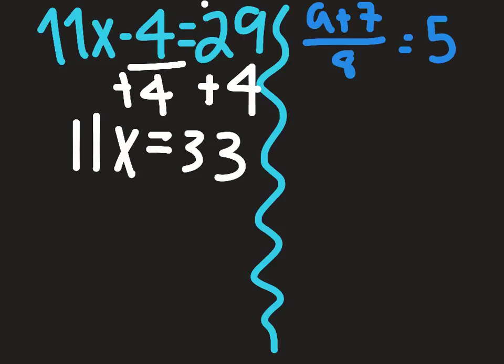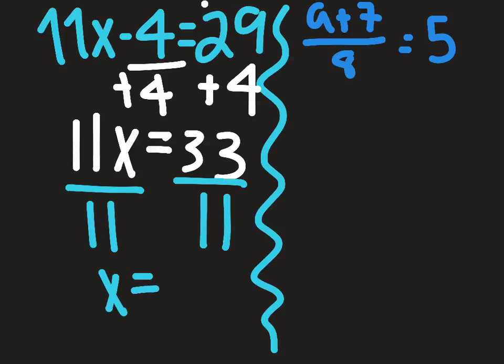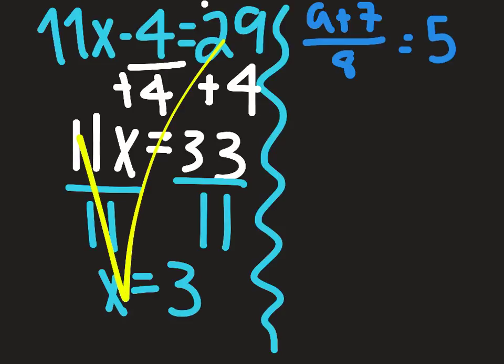So we learned in the previous video that when you have multiplication, you have to do the opposite, which means it would be division. So now we're going to divide by 11 on this side, and whatever you do on that side, you're going to do on the other side. So divide 33 by 11, and x now is 3. If you plug it back in, you would get 11 times 3, which is 33, minus 4 is 29, and that checks out. So, check.